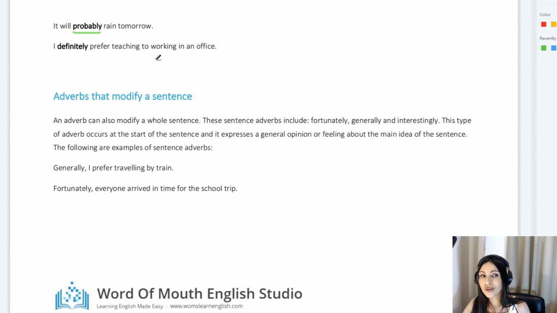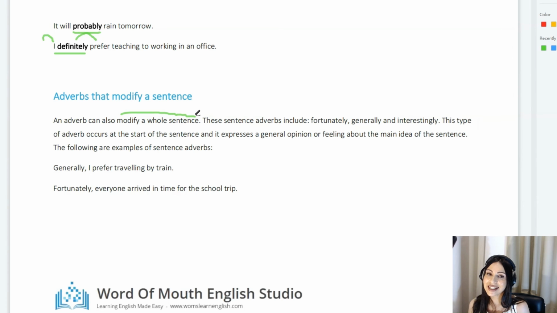I definitely prefer teaching to working in an office, so definitely here is a very strong type of adverb, and look at its position after the subject and before the main verb in a sentence. Remember that adverbs can modify sentences. Adverbs can modify entire clauses or entire parts of a sentence. This is something we mentioned in our last video on modifying adverbs. You might want to refer back to that video after this one.